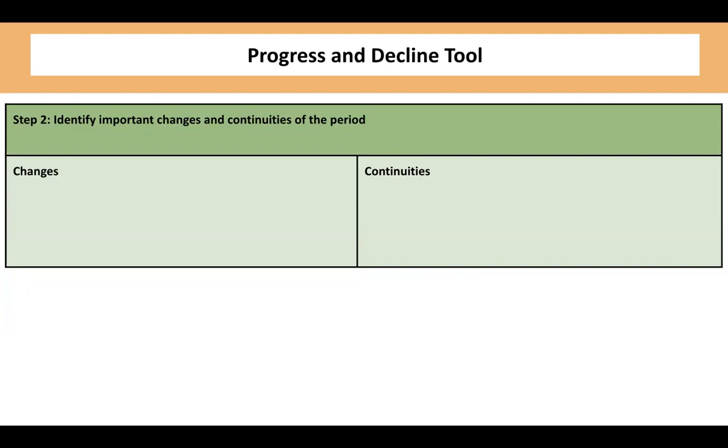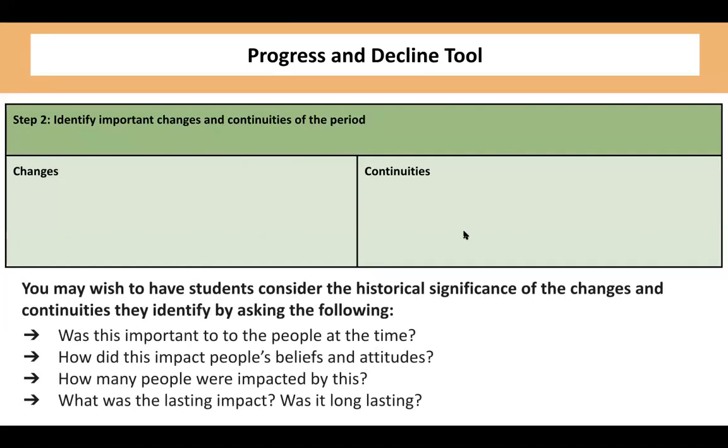In step two, we're going to ask them to really identify some important changes and continuities of the period. This is good for students to really think of not only history in one pattern. There are things that change, but there are definitely things that also stay the same. History is not just one story. So there are many different ways to look at it. So we would ask students here to identify the important changes and continuities, and you may wish to have them consider a couple of things, especially if they need to consider historical significance. You may ask them some of these following questions.